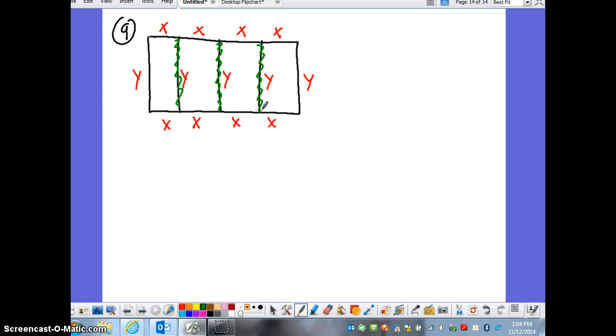All right, it says determine the dimensions of the entire pen if the cost of the fencing must be minimized. We're trying to minimize the cost. The cost is based off of the fence. Since my cost is based off of the fence, I'm going to have to come up with my fence equation, and that's the one I'm going to take my derivative with.